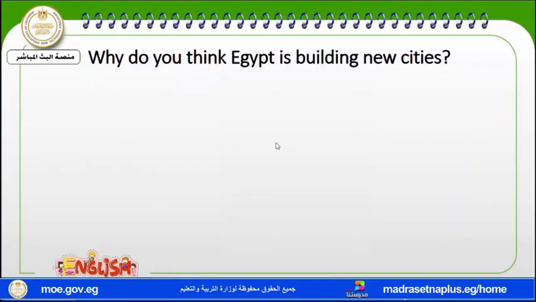Let's answer the question: why do you think Egypt is building new cities? Egypt has built the new administrative capital, and before the new administrative capital, Egypt has built more than many cities all over Egypt. So why are we doing this? Why is the government doing this?